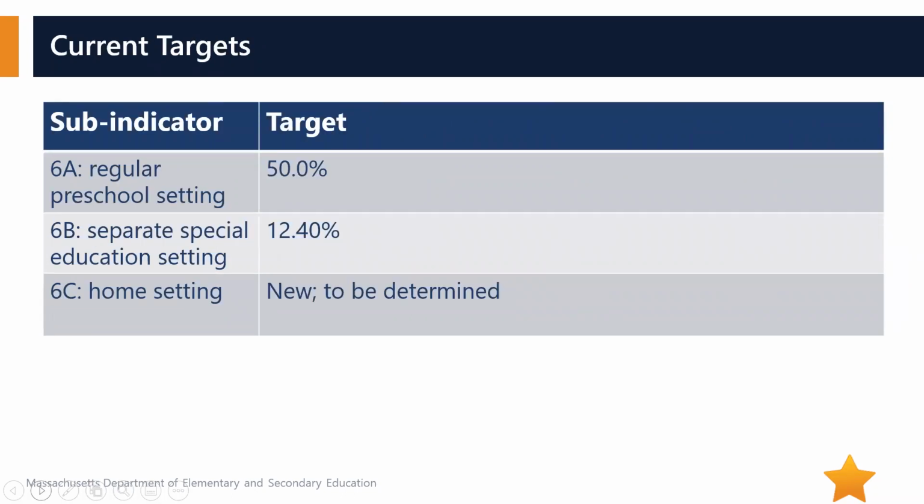With that said, the current state target for 6A, regular preschool setting, is 50.0%, and for 6B, separate special education setting, is 12.40%. And Massachusetts does not have an existing target for 6C, home setting, since it is a new sub-indicator.